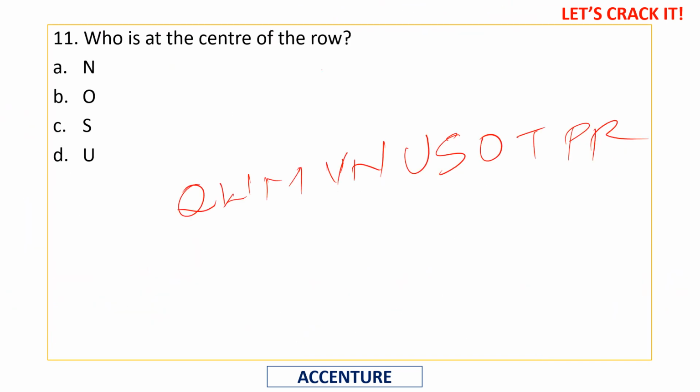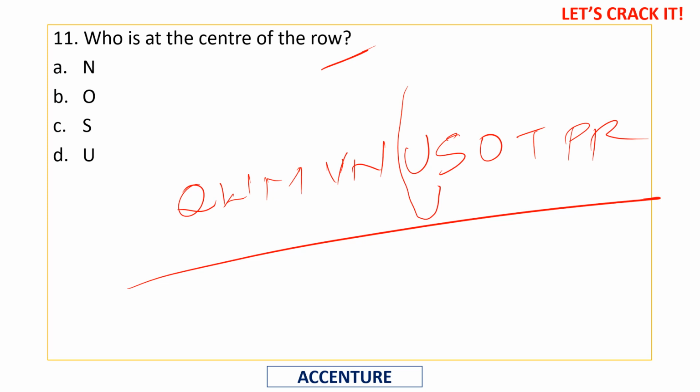So who is at the center of the row? Simply by looking at this arrangement, we can say that U will be the middle person, because on the right hand side there are 5 persons and on the left hand there are 5. In total there are 11 people. The option D is the correct answer. U is sitting in the center.